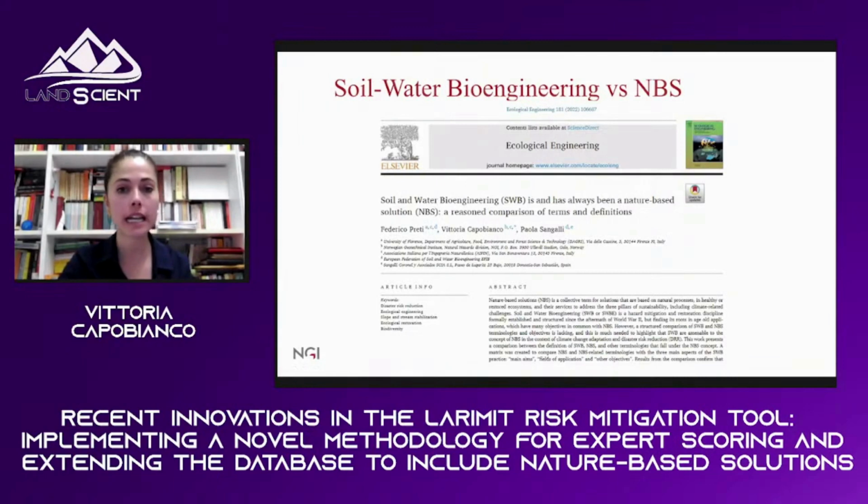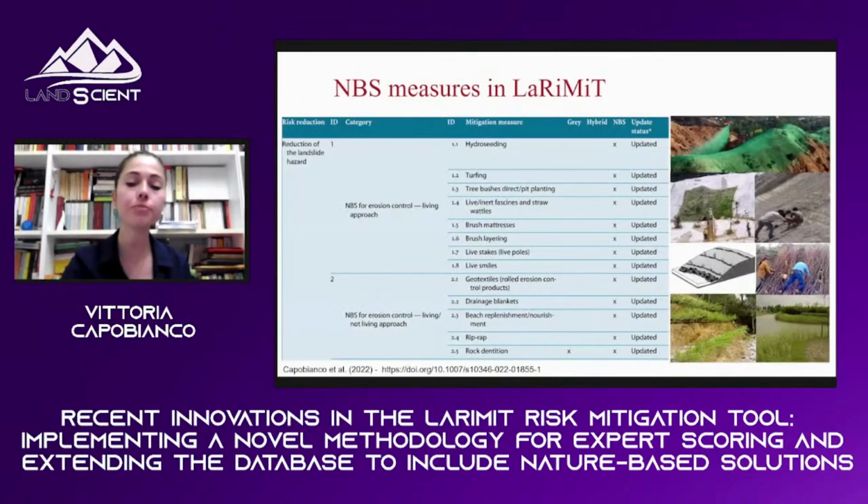And we concluded that basically soil and water bioengineering can be seen as part of nature-based solution, because nature-based solution is an umbrella concept, as long as we provide some biodiversity benefits. So it's important to clarify that it should not only provide erosion protection or be used for disaster risk reduction, but should also provide some environmental benefits on top of the risk reduction.